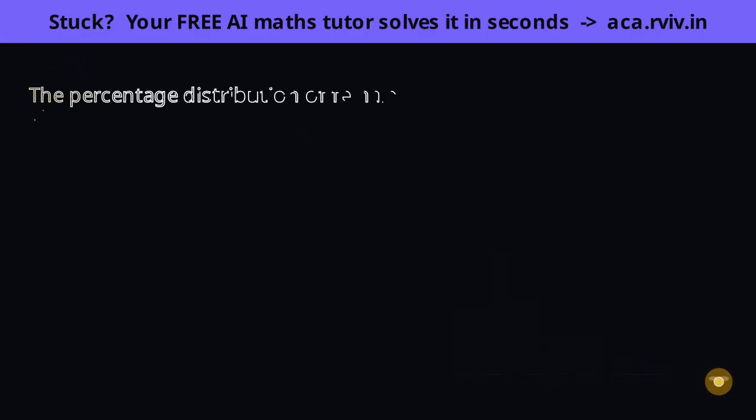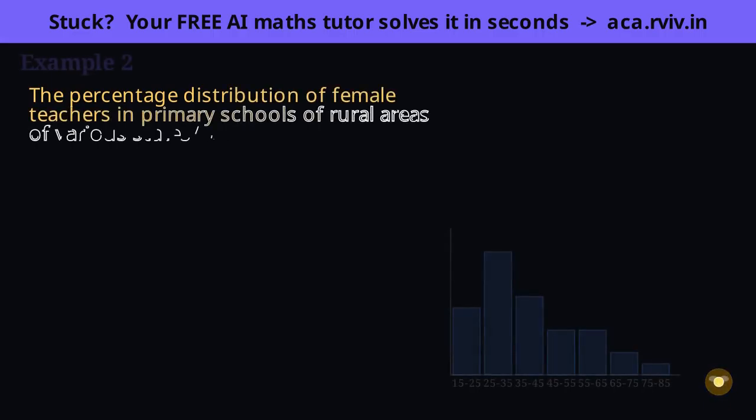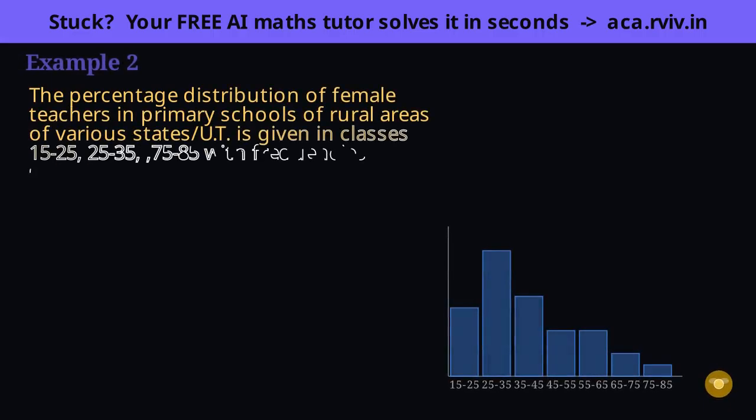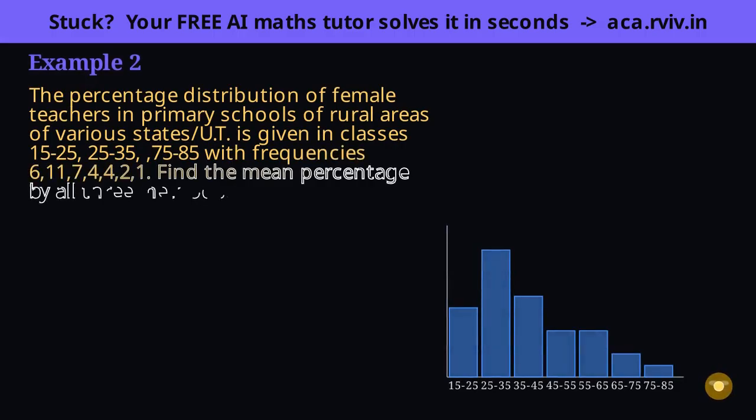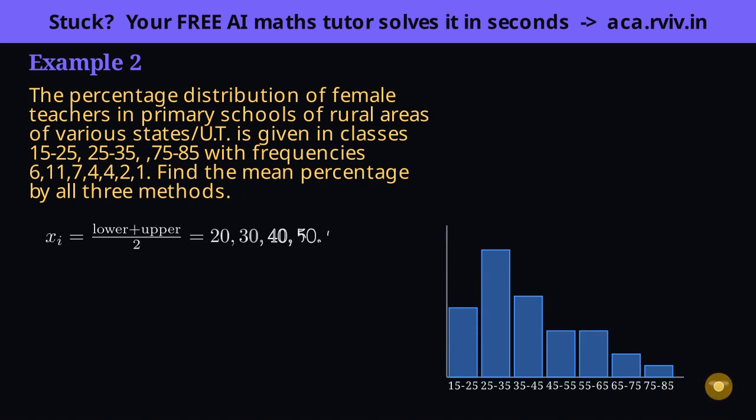One dataset, 3 routes to the same mean, direct, assumed mean, step deviation. Watch them all land on the same number. Now the data is grouped into intervals, so a class like 15 to 25 has no single value. We represent the whole class by its class mark, the midpoint, because on average the readings inside a class sit around its center. So the first job is to average each pair of limits, 15 and 25 give 20, and so on up the table.